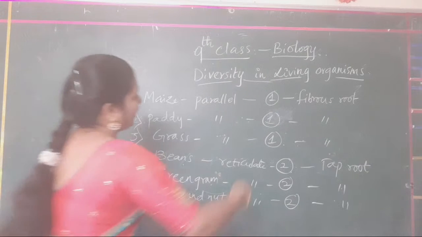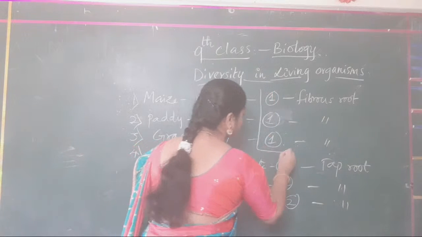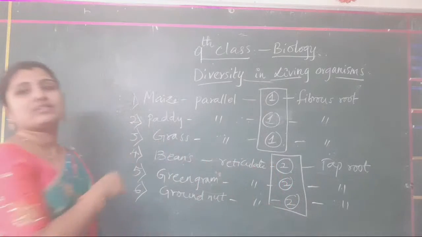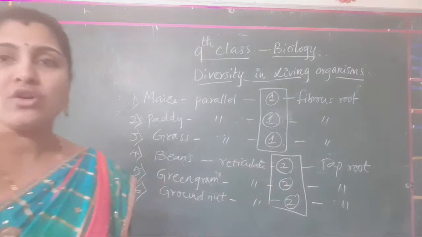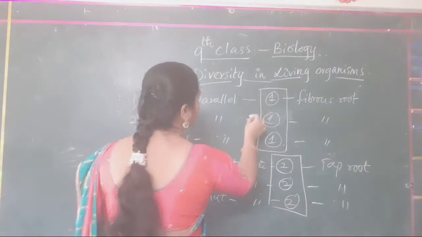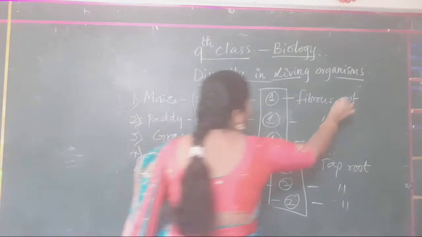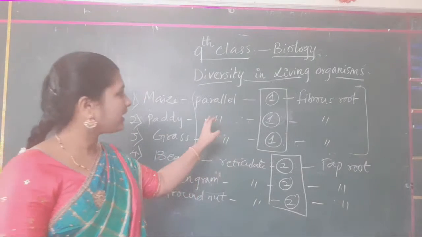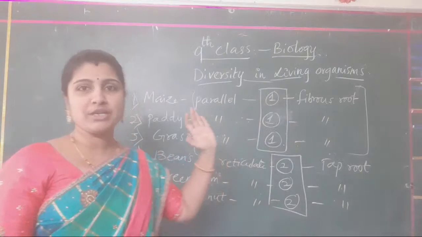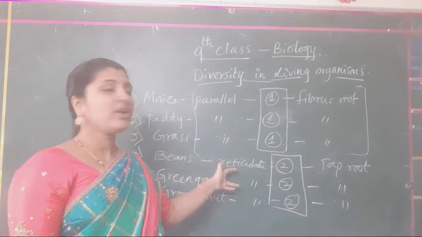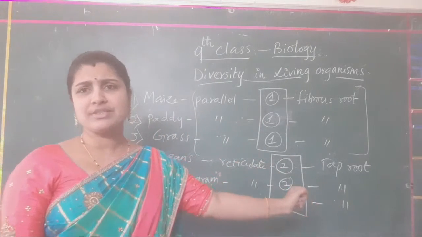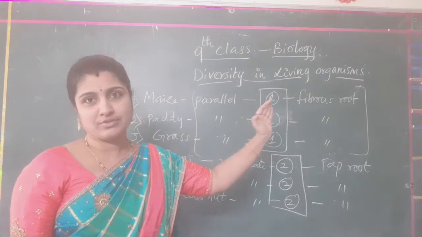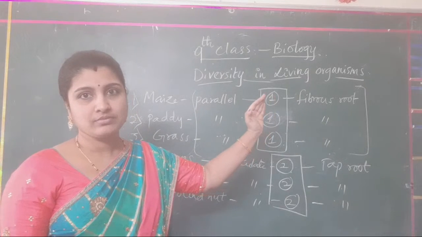The plants that are having only one cotyledon are known as monocots. If you observe this, all of them have parallel venation and fibrous root. So what are the main similarities here? Parallel venation, fibrous root, and if you observe these, reticulate venation, taproot system, isn't it, students?